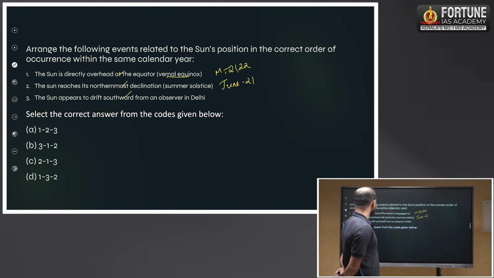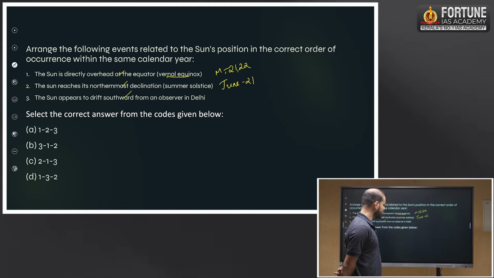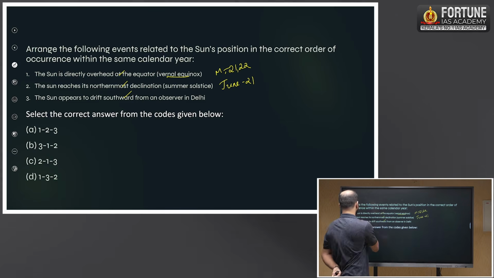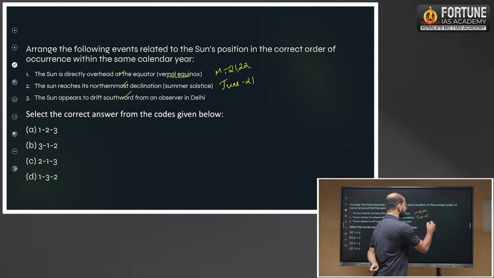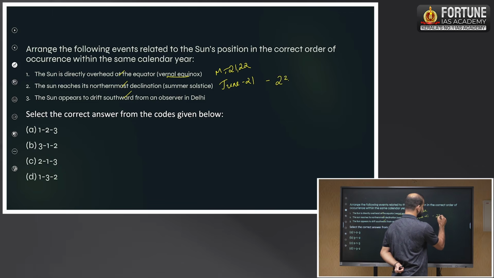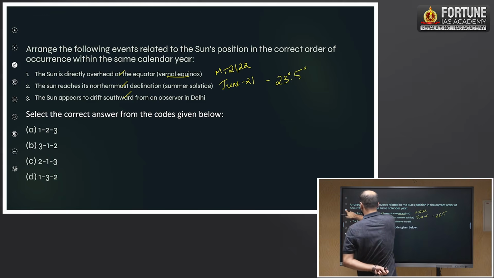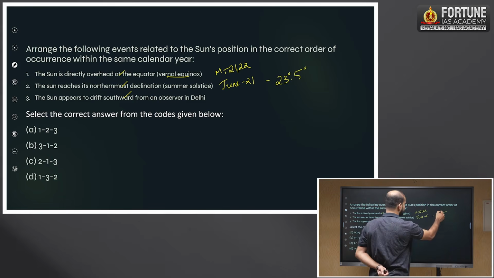The sun appears to drift southwards from an observer in Delhi. We know that Delhi is beyond the Tropic of Cancer. Delhi is beyond 23.5 degree north. The second statement, the sun reaches its northernmost declination, that is a summer solstice, is when the sun is overhead on the Tropic of Cancer.